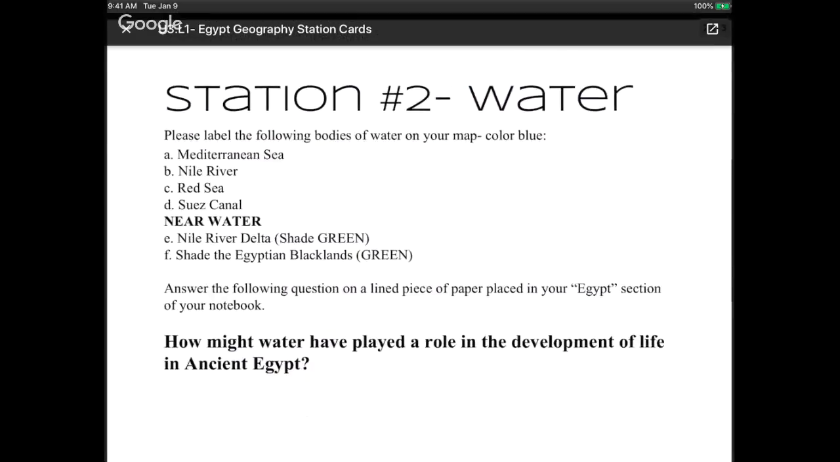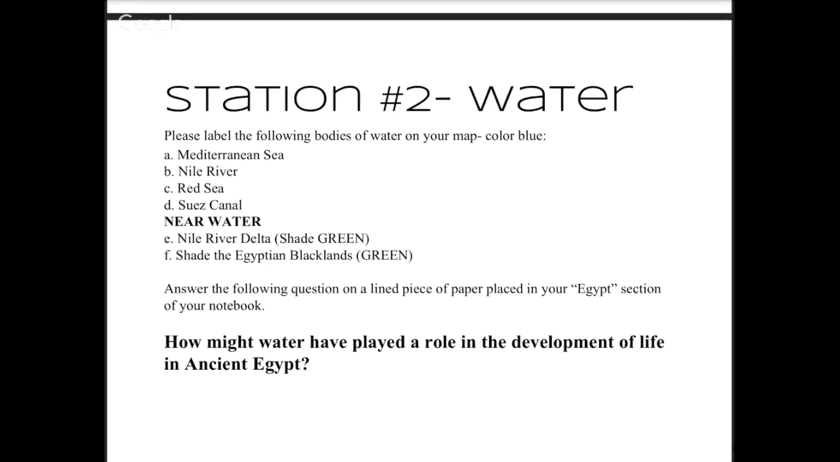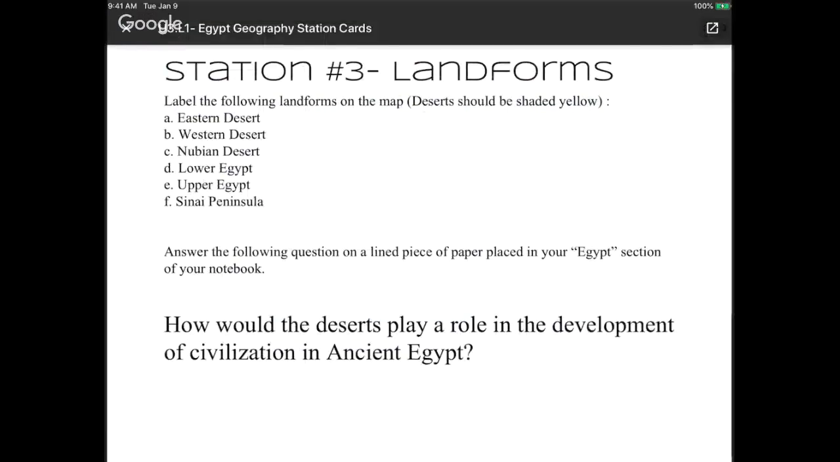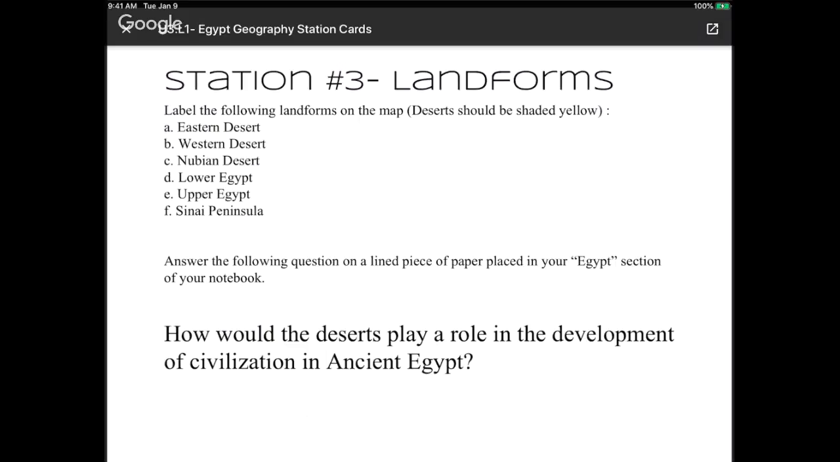After that, you visited station 2, where we learned about the bodies of water, and we marked these bodies of water down on our blank map. We read a little bit about them, and then we answered the big bolded question using what format? That's right, TTQA.